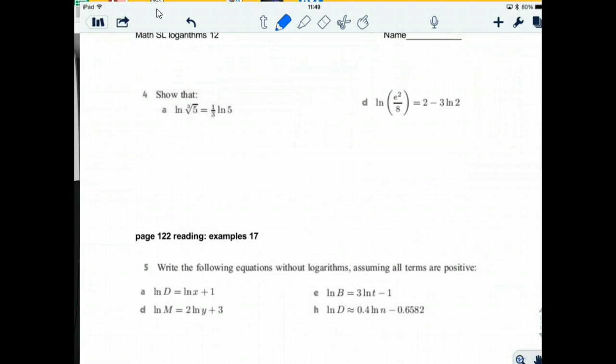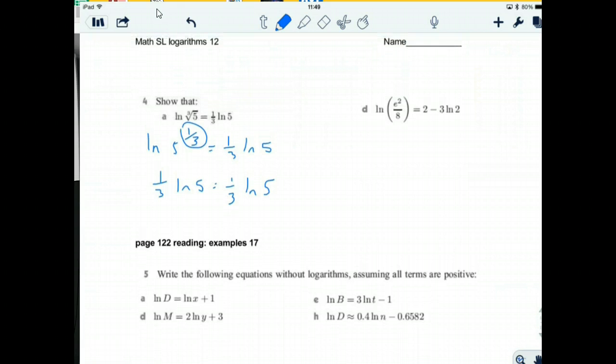Number 4, natural log of 5 cube root is equal to 1/3 times natural log of 5. Well, cube root of 5 is 5 to the 1/3, and whenever you have a power, you can bring that out to the front of the natural log like that. And what do you know?